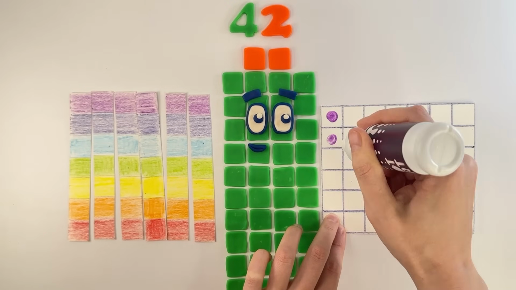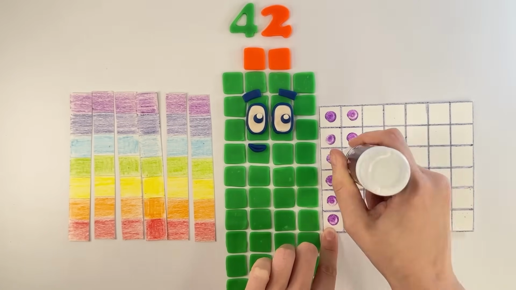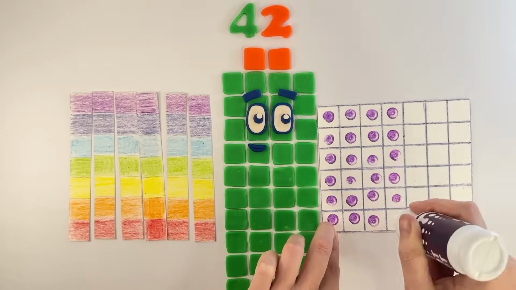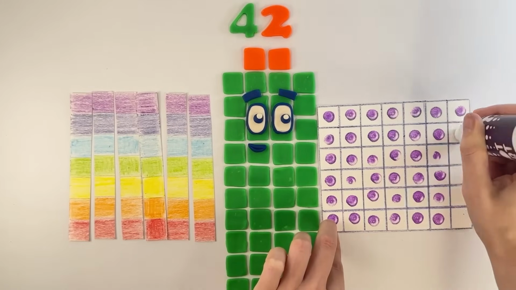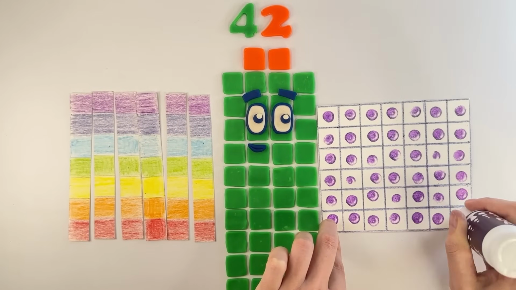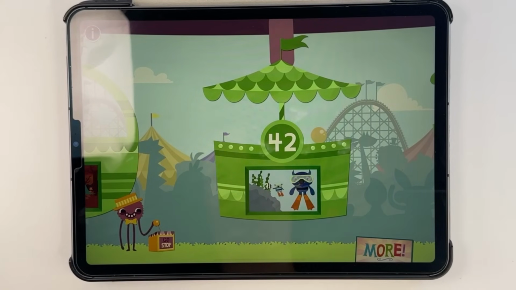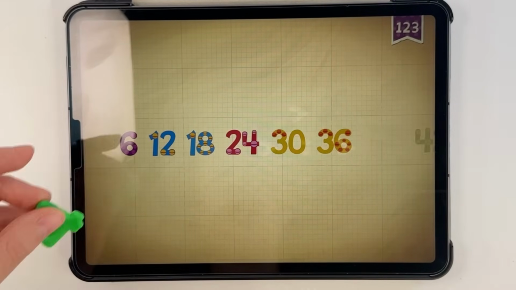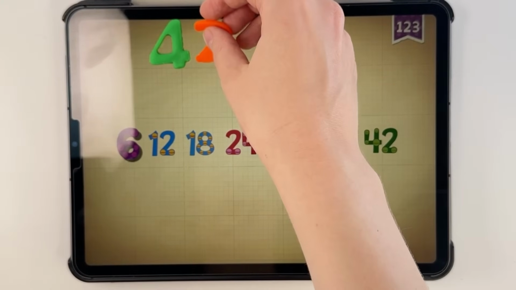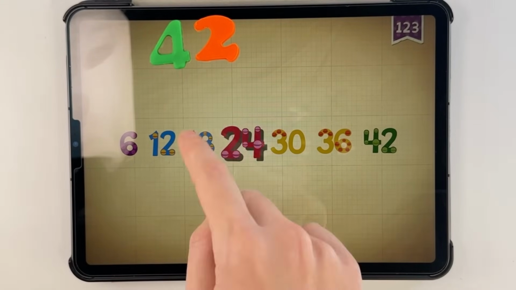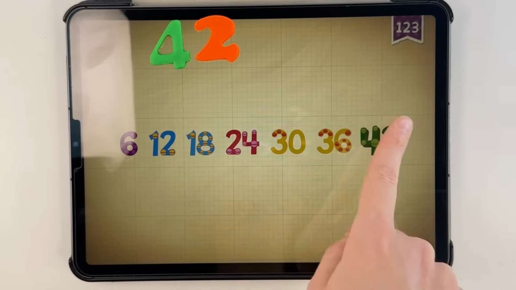Let's draw with dots marker. 42 dots. It's number 42. Number 42. 42. Count by sixes. 6, 12, 18, 24, 30, 36, 42.